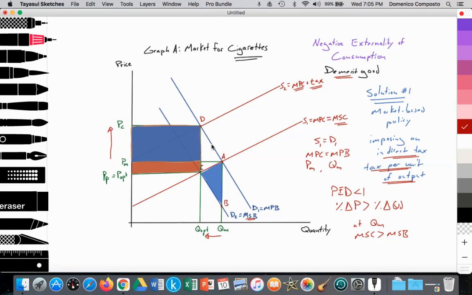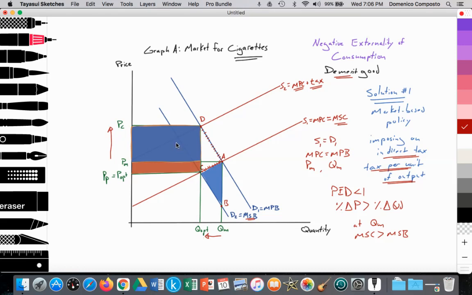Because of that increase in price, we see that there is a decrease in the quantity of demand along the demand curve from point A to point D. And as a result of the lower price received by the producer, we see a decrease in the quantity supplied along the supply curve from point A to point C, or quantity supplied and demanded falling from QM to QOpt. Now keep in mind that with the tax, there is no welfare loss that is generated, because at point D, we've reached the social optimum level of output.